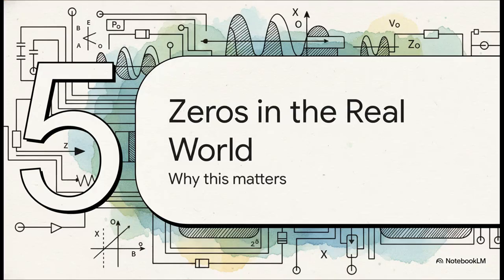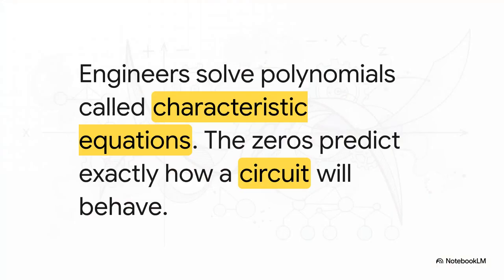So why on earth do we spend all this time hunting for these numbers? Is it just a math exercise? No way. Let's look at a real-world application where this exact skill is absolutely critical: electrical engineering. You see, when electrical engineers design a circuit, they actually create a polynomial. They call it a characteristic equation that describes it. And finding the zeros of that equation isn't for a grade. It's fundamental. Those zeros literally predict exactly how the circuit will behave in the real world.